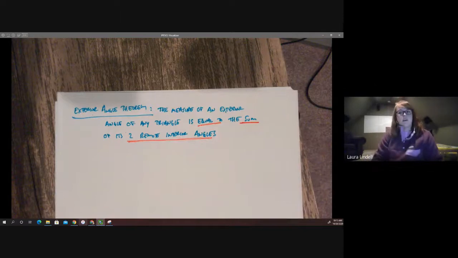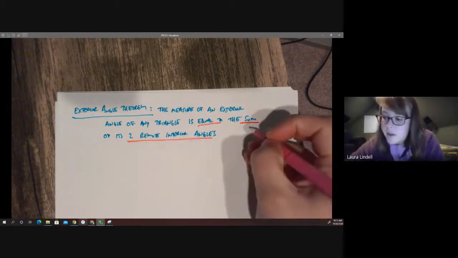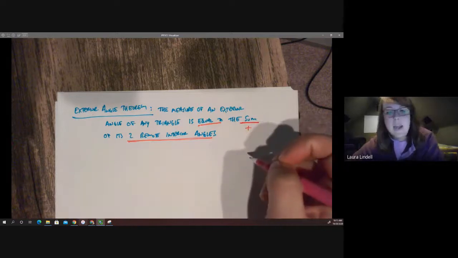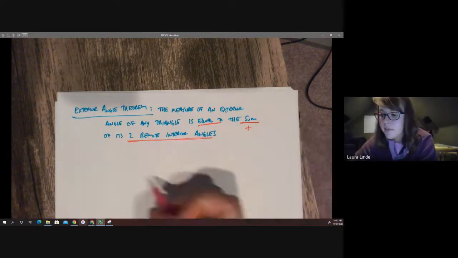Okay. So particularly the words remote interior angles are words we've not yet talked about. So we're going to talk about those and talk about kind of what this means. And remember, the sum is an addition word. So when I'm talking about the sum, I'm talking about adding these two remote interior angles together.